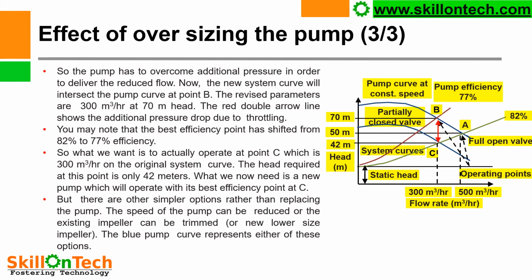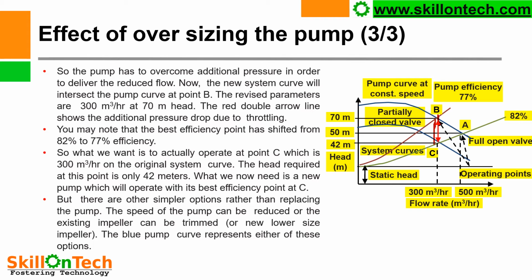So the pump has to overcome additional pressure in order to deliver the reduced flow. Now the new system curve will intersect the pump curve at point B here. The revised parameters are 300 meter cube per hour at 70 meter head. The red double arrow line shows the additional pressure drop due to throttling. This one, this is the additional pressure drop. You may note the efficiency has shifted from 82% to 77%.